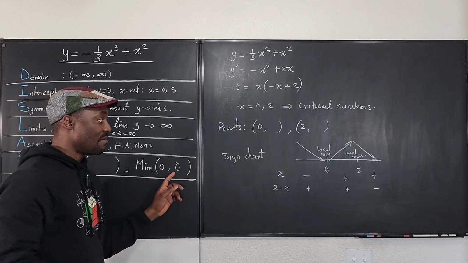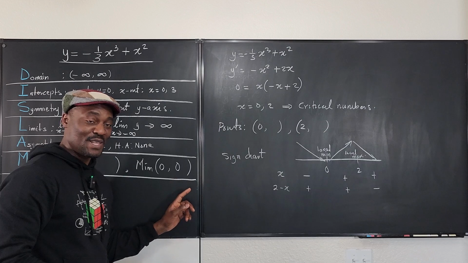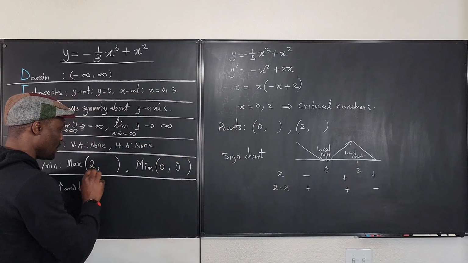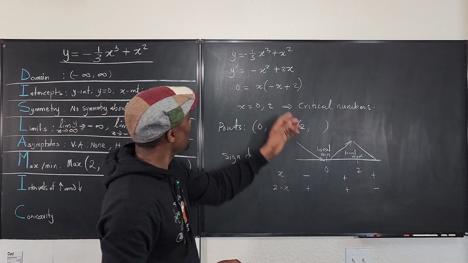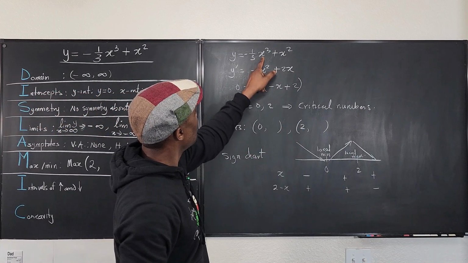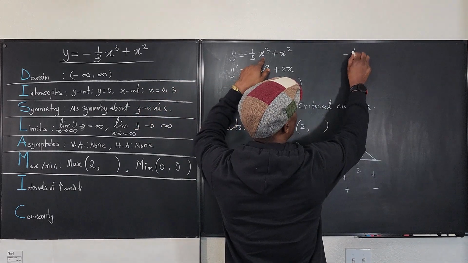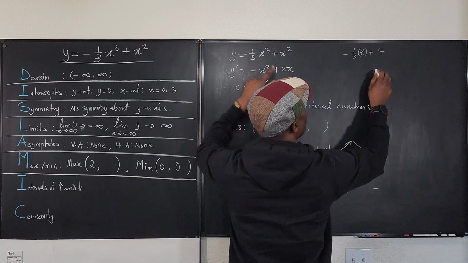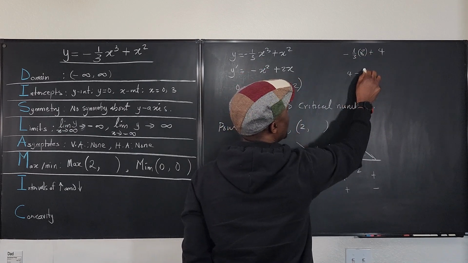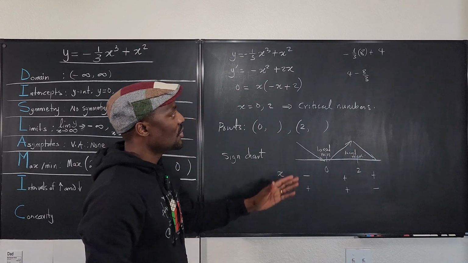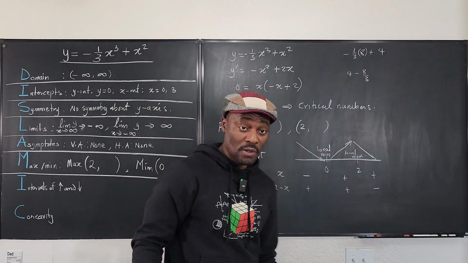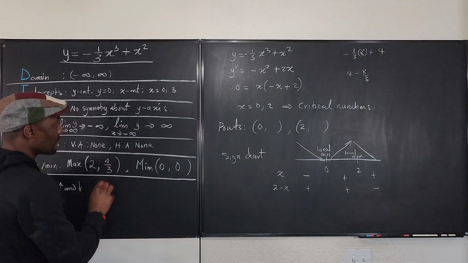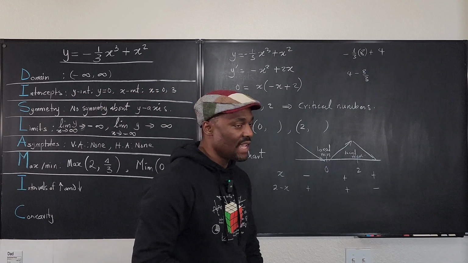So the local minimum of our graph has to be the origin, and then we go to the local maximum. It's going to be where x equals 2. When x equals 2, what are we going to get for y? Let's quickly plug that in. There's going to be negative 1/3 of 8 plus 4. So it's going to be 4 minus 8/3. What would that be? That's going to be 12 minus 8, over 3. Oh, it's 4/3. Positive. Okay, so that's it.